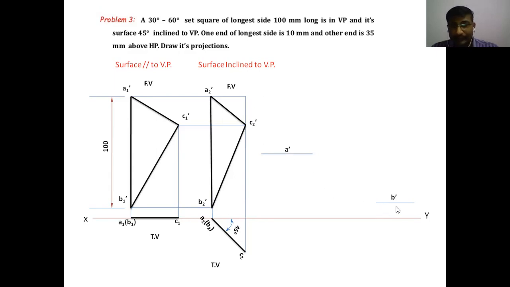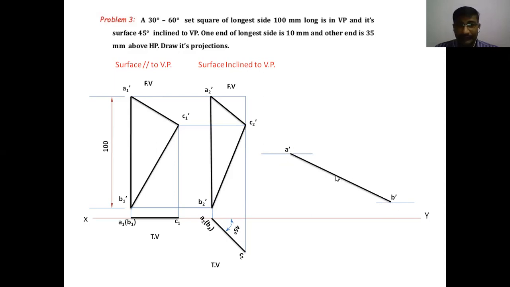Clear, students? First of all, locate the B dash on this 10 mm line. From this B dash point, take 100 mm radius with B dash as the center. Cut the line which is drawn at a distance of 35 mm from the XY line. That cutting intersection point will be the A dash. By joining A dash and B dash, this is the 100 mm long length, which is equal to A2 dash, B2 dash. This B2 dash becomes B dash in the final stage, and A2 dash will be located as A dash in the final stage.